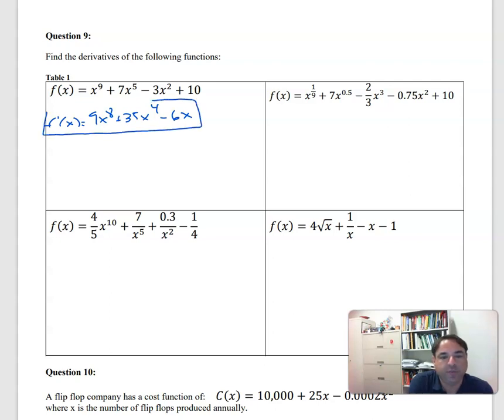So that was pretty straightforward. Double, triple check your work. Make sure everything makes sense. Make sure it's correct. And we'll go to the next one. Now, the next one doesn't need to be rewritten or anything, but just be careful. There's some fractions and decimals in there.